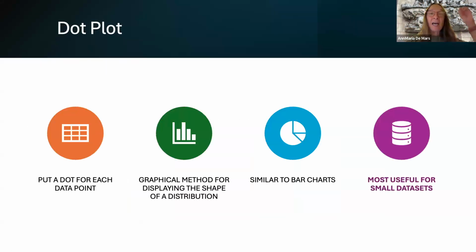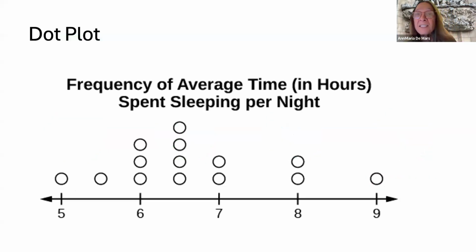Dot plots, you put a dot for each data point. It's a nice, not the best, but a nice graphical method for displaying the shape of a distribution. They're most useful for small data sets. I mean, I can't imagine if I had 5,000 or even 500 points putting one down for every value. Here's an example from a small number of students who were asked their average hours of sleep per night. I don't have any examples from the student data set because I didn't feel like making 82 dots.